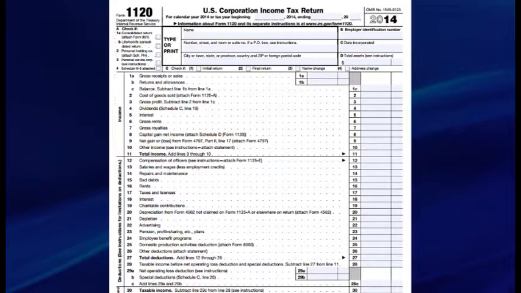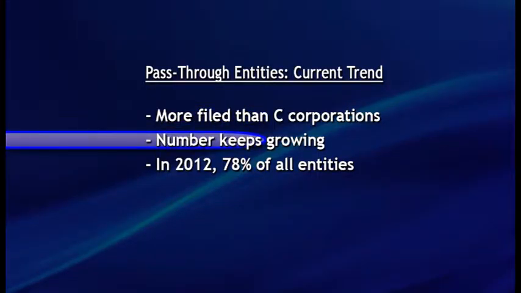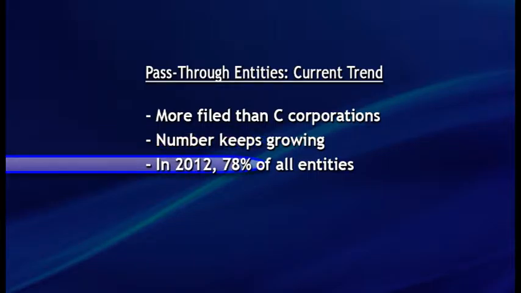The statistics show a very clear and consistent trend, and that is there are more and more pass-through entities in the form of LLCs, partnerships, and S corporations than C corporations being filed each year. And the number of pass-through entities keeps growing. For the year ended 2012, 78% of all entities that file U.S. federal income tax returns are pass-through entities.